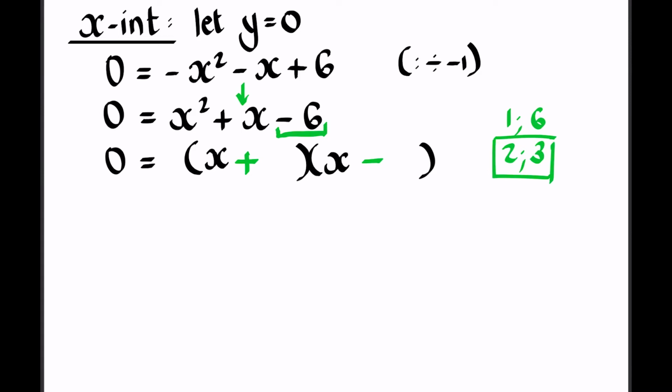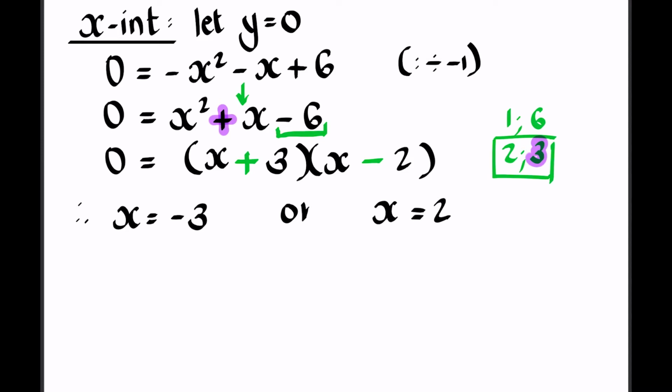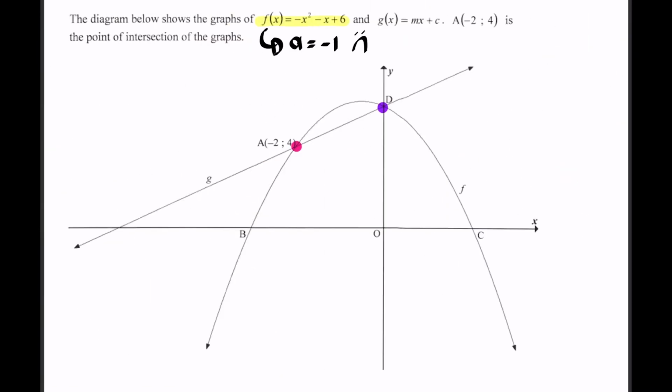How do I identify which one gets which sign? I look at my middle term. My middle term is a positive, which means the bigger number gets the middle term sign. So it'll be 3 and 2. Take everything to one side, make it equal to 0, factorize fully, make each factor equal to 0. So therefore, x equals -3, or x is equal to positive 2. Now I have two x values, -3 and positive 2. Those are my two x values.